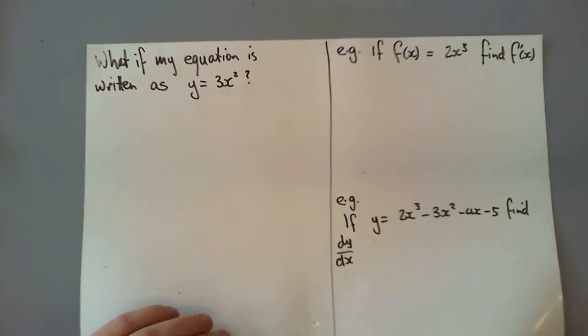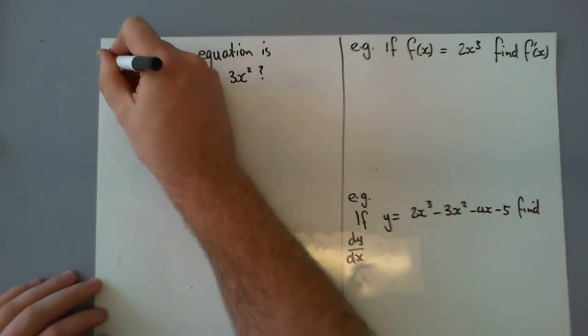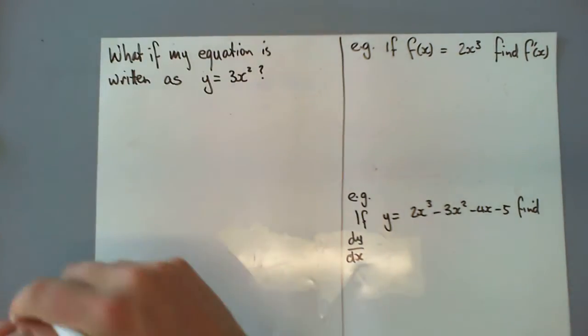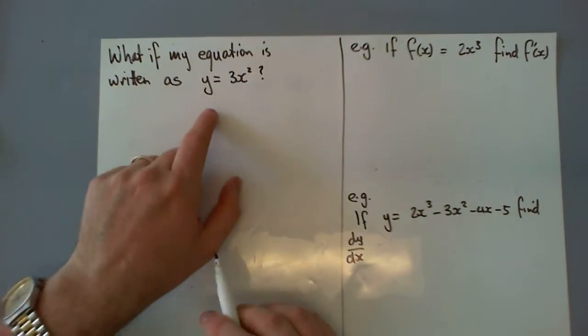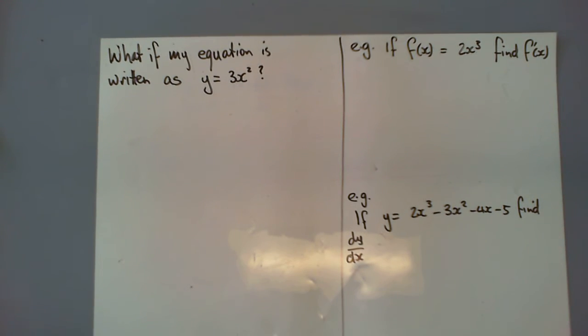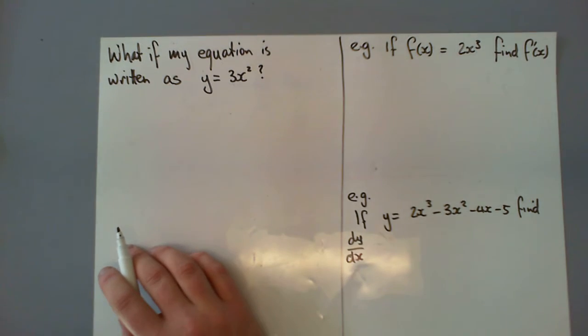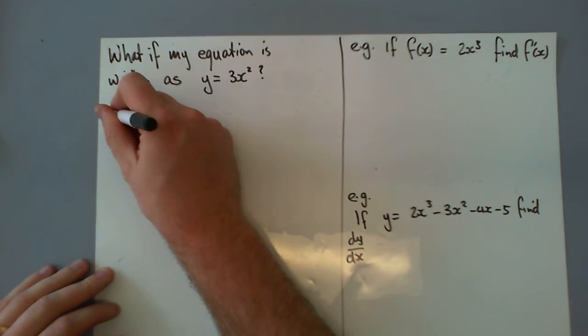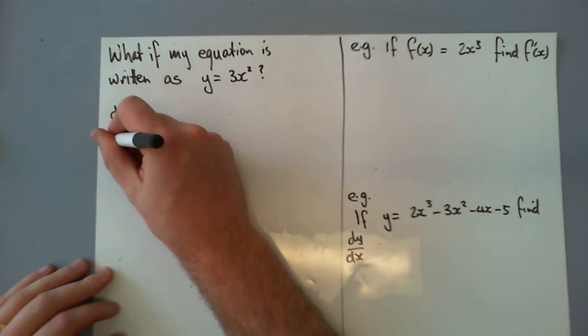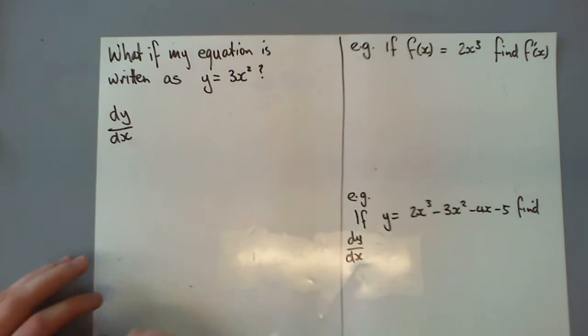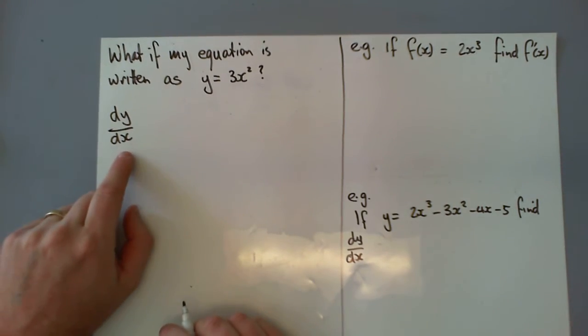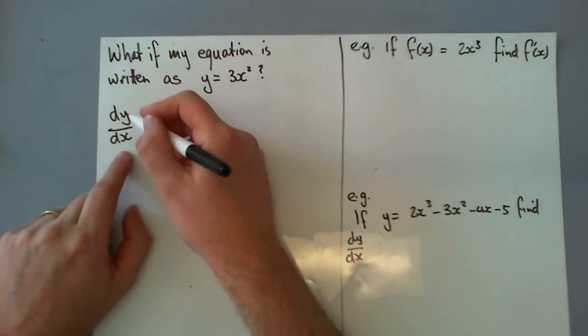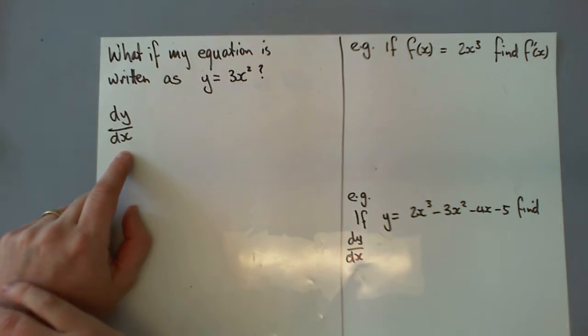Hang on, we keep using this f of x, but a lot of our functions are written as y equals something. In this case, y equals 3x squared. What do we do then? Well, this is a different type of notation. Where we were saying f dash of x before, we can also use what we call Leibniz notation, which is simply that our derivative equals dy on dx. So we say dy dx is our derivative.